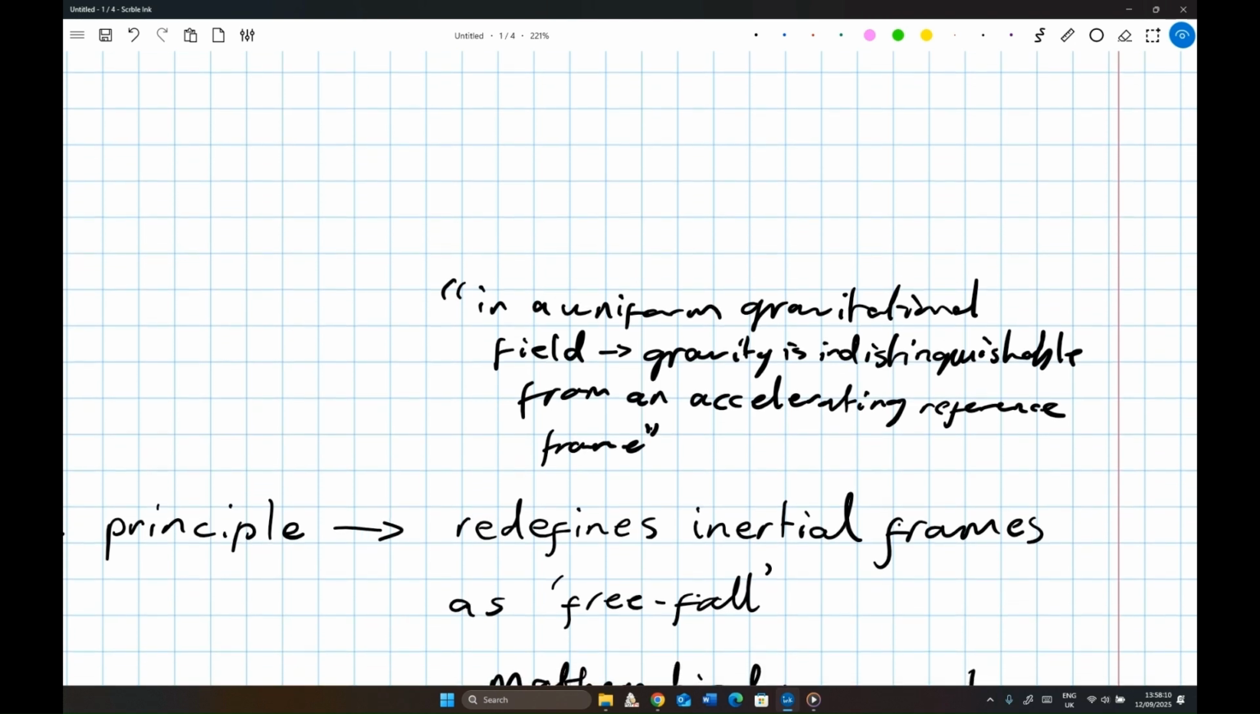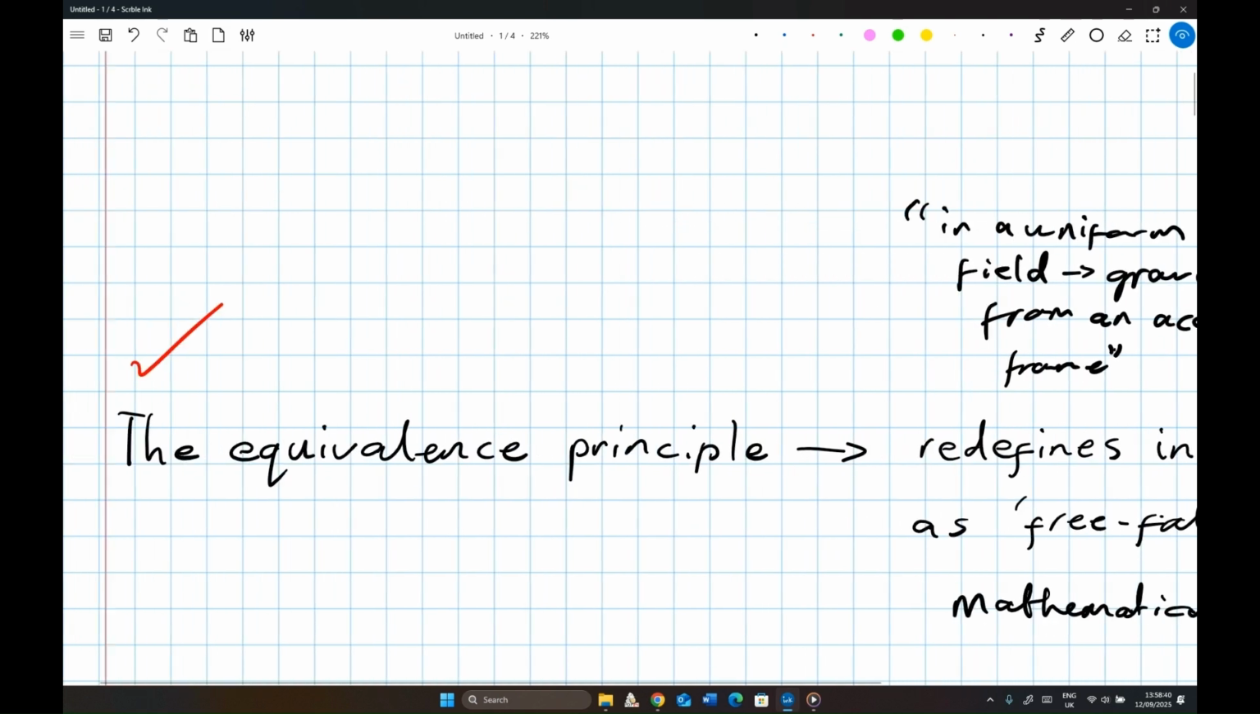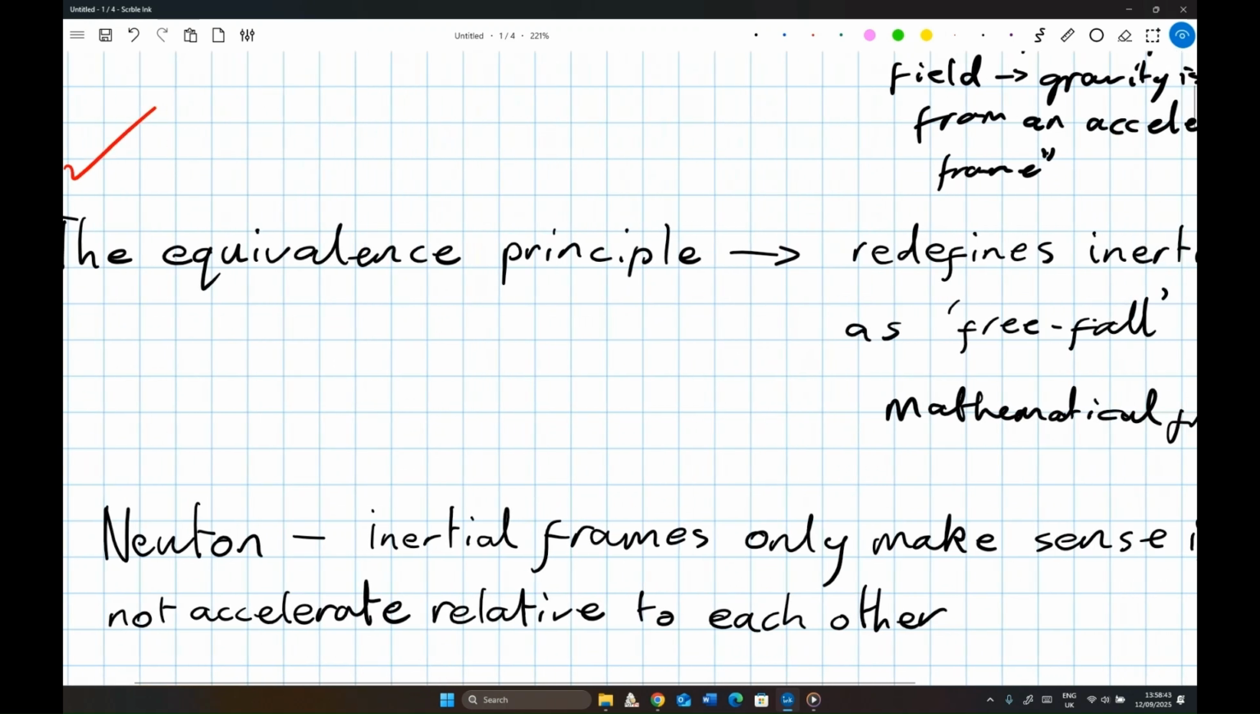But mathematically, what does that do? Well, it redefines inertial frames as being in freefall. And this is the mathematical framework that you need to use if you want to do general relativity in a small local uniform field. This is the mathematical framework that differs from Isaac Newton's framework, where the surface of the Earth is inertial and apples are non-inertial. This is not just a cute trick. It is the mathematical language of the equivalence principle. And we're going to go through these arguments step by step.